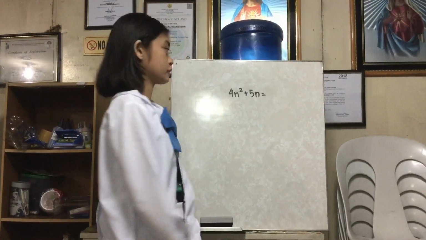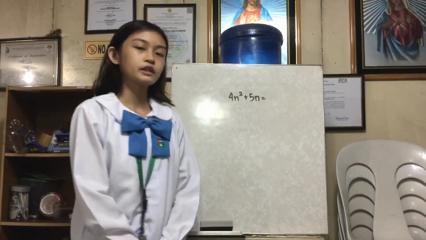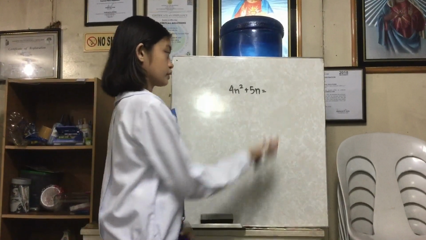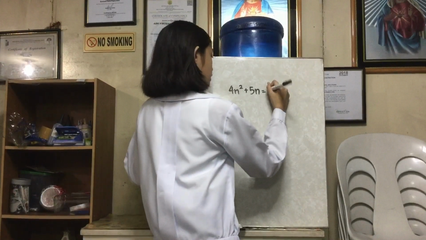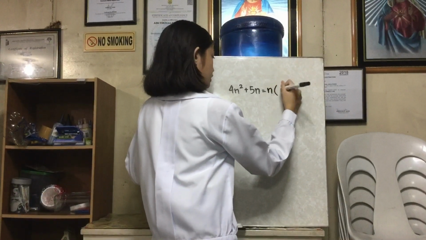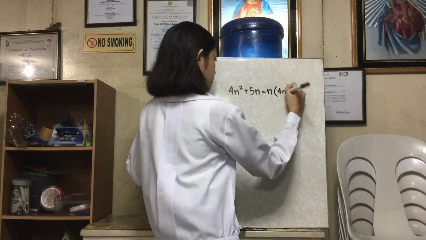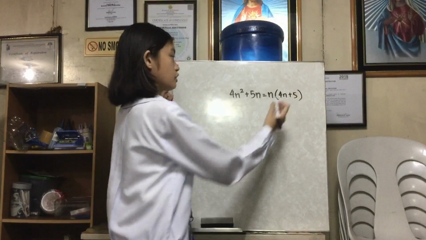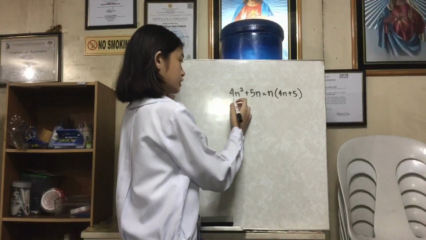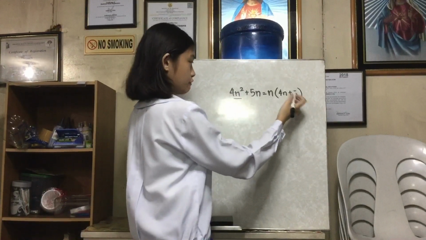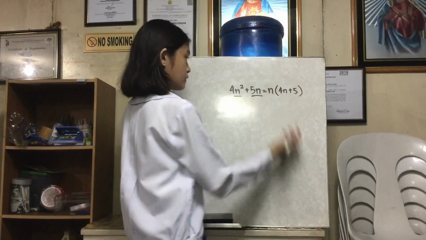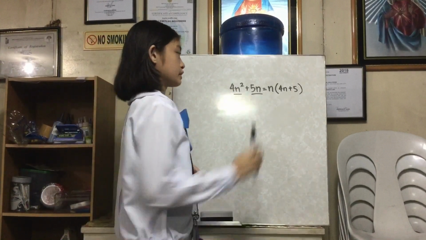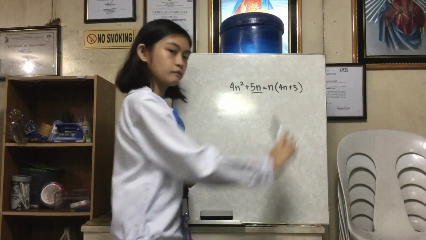Another example is 4n squared plus 5n. The factor common to this is n, because it can be found in the two terms. So first write n, then open parenthesis, then 4n plus 5, then close parenthesis, because 4n times n is 4n squared, and 5 times n is 5n. So the factor of 4n squared plus 5n is n times 4n plus 5.